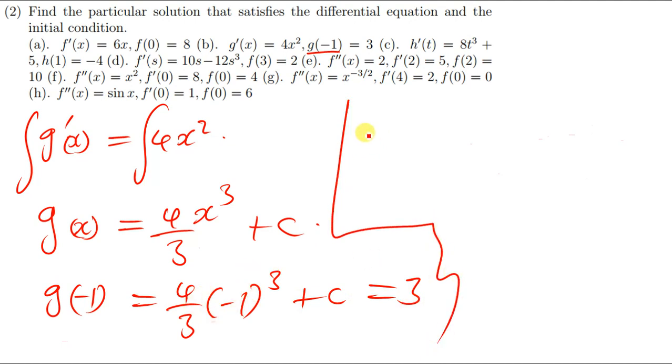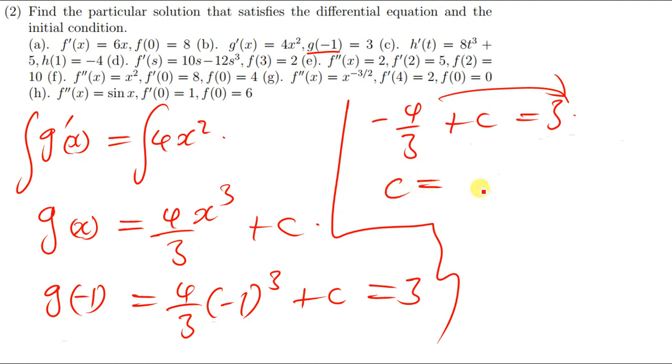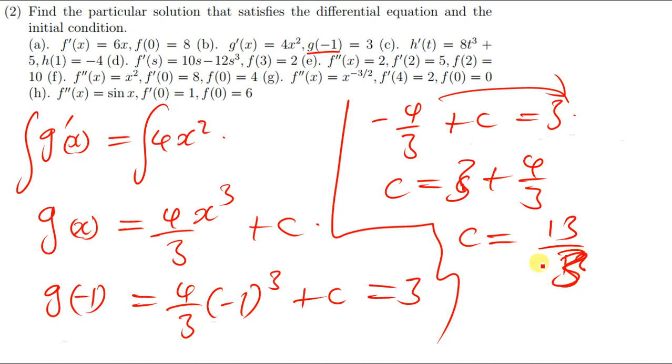So negative 1 to the power 3 will give us negative 1 times 4 over 3. So this will be negative 4 over 3, then plus c is equal to 3. So we just take this to the other side of the equal sign so that we remain with c is equal to 3 plus 4 over 3. So the value of c is now 13 over 3. So c is 13 over 3.